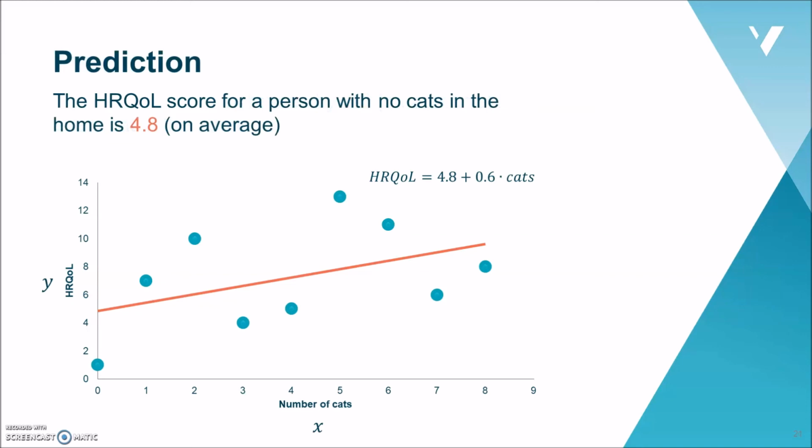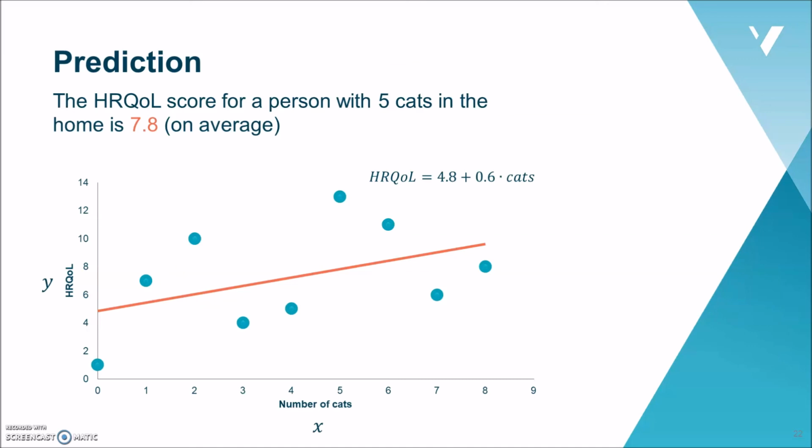Using this line, we can also predict the average quality of life scores for a given person. For example, the quality of life score for a person with no cats in the home is 4.8 on average. The quality of life for a person with 5 cats in the home is 7.8 on average.